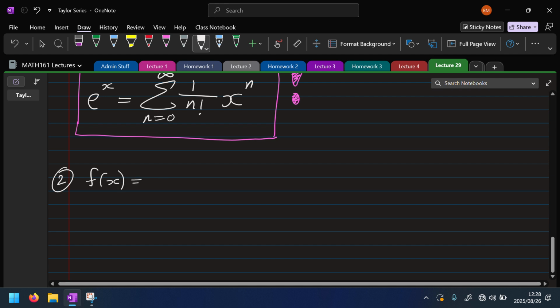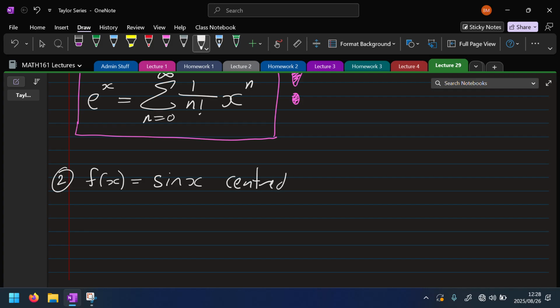Here we have f of x is equal to sin x, and again centered at a equals 0, just to make things a bit easier. So what do we need? We need the 0th derivative, the first derivative, second derivative, and so on. As before, the 0th derivative is just the function value, so that's going to be sin x. And then at 0, sin x is 0, so this just gives 0.